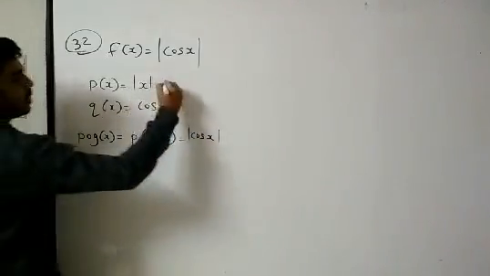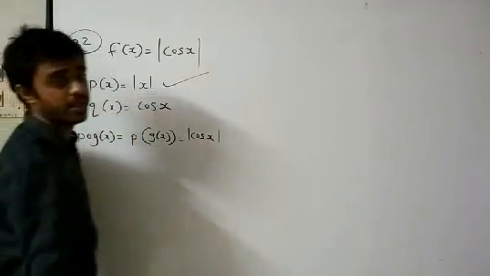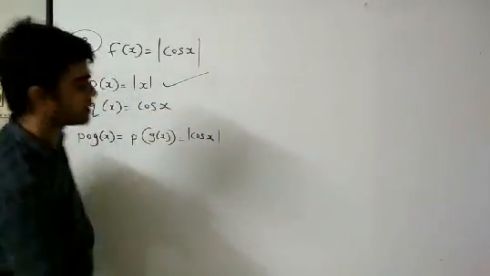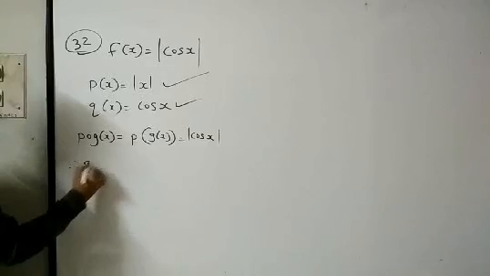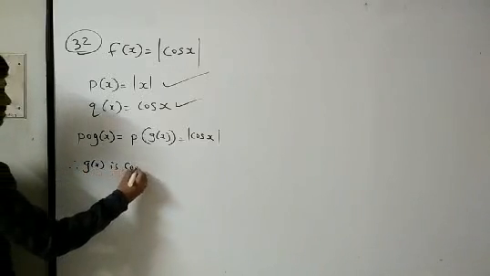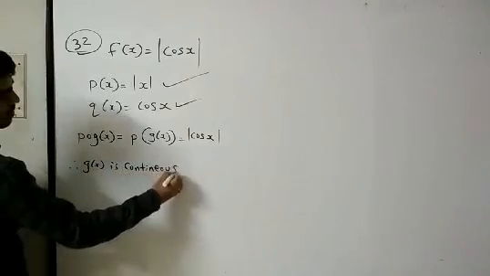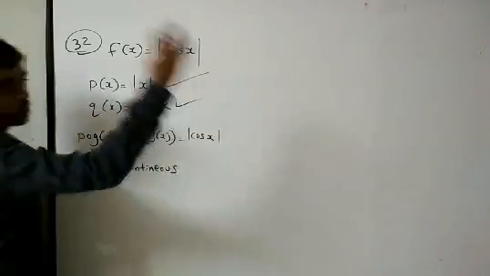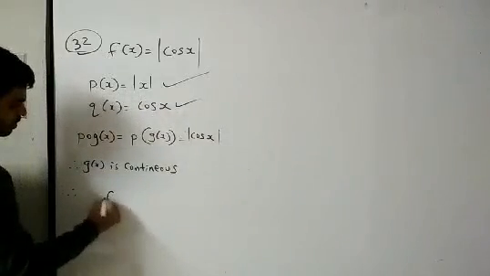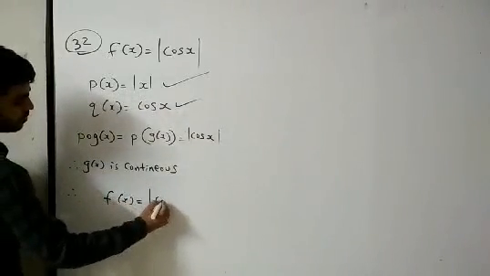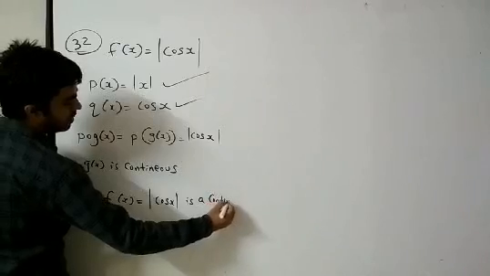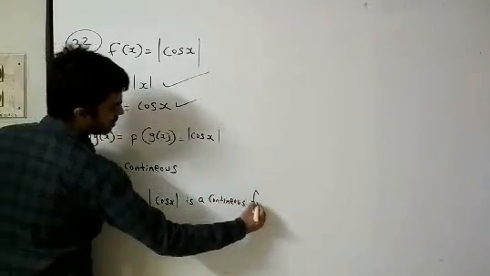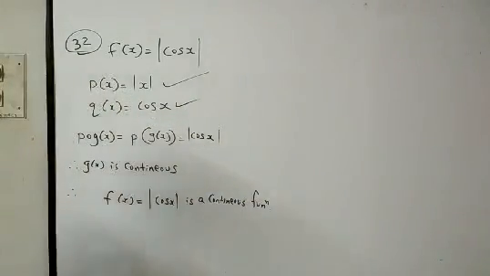became modulus cos x. Now modulus x, you know that modulus function is always continuous, that we have discussed, and cos x is also continuous. So here you have to write that therefore q of x is continuous and p of x is continuous for every value of q of x. Therefore f of x is equal to modulus cos x is a continuous function, right? I hope it is clear with you.